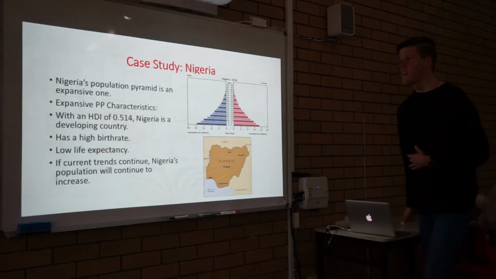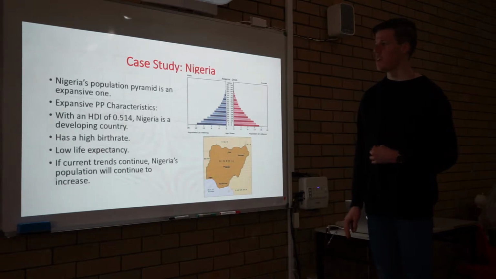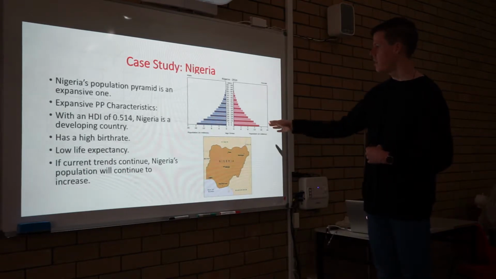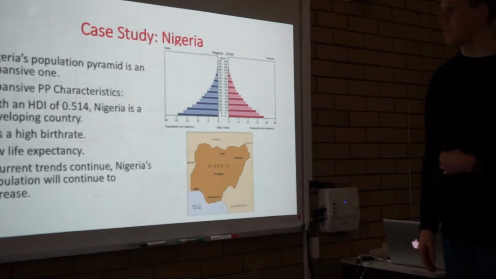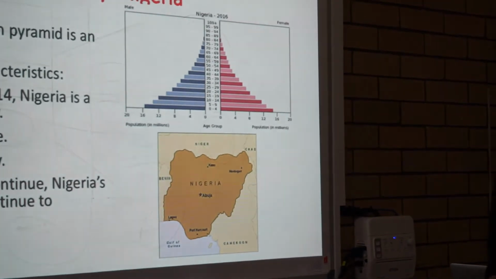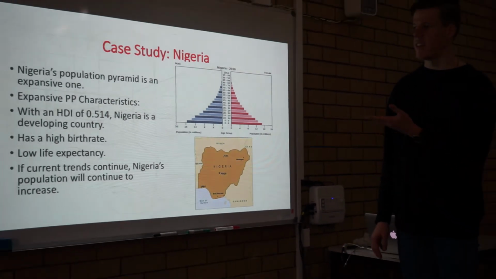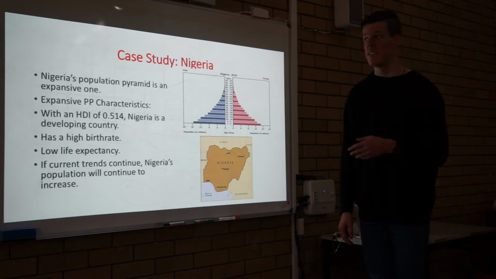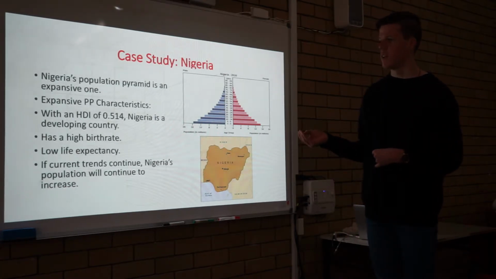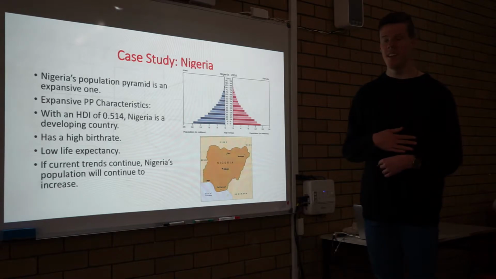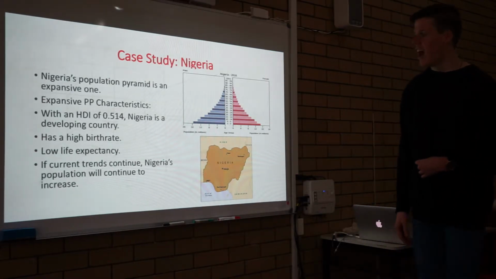A case study that we're going to look at here is that of Nigeria. Nigeria's population pyramid is an expansive one. As we can see here, we have the typical pyramid shape. They have expansive population pyramid characteristics of a low quality of life, as they have a low human development index of 0.514, meaning that Nigeria is a developing country, or a LEDC, which is a less economic developed nation.